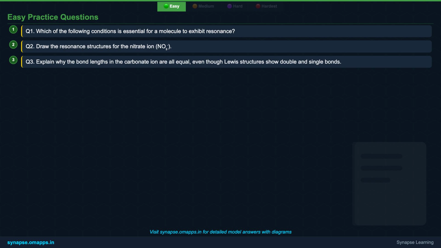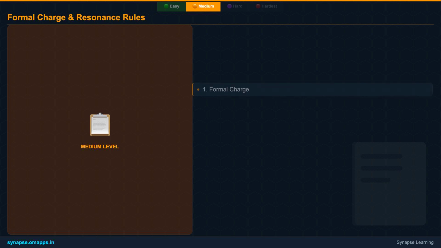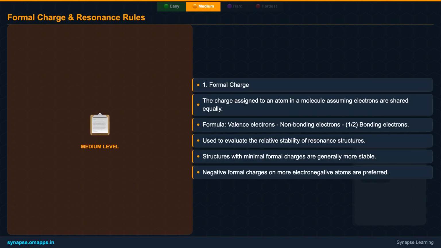Good luck! Now that we've covered the basics, let's deepen our understanding of resonance, exploring its quantitative aspects and the rules that govern it. To evaluate the significance of different resonance structures, we use the concept of formal charge. This helps us determine how charges are distributed within a molecule.